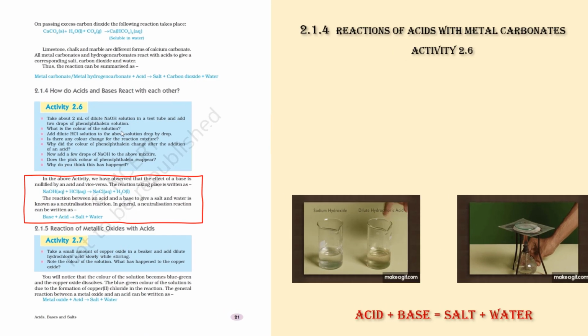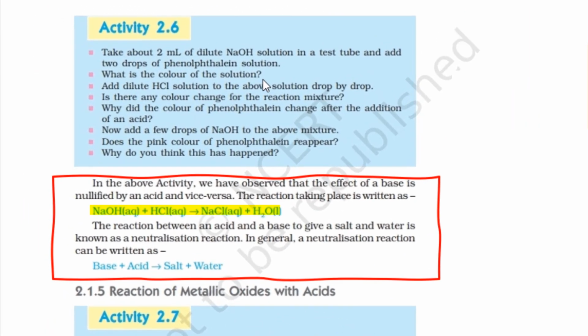Now look at these equations. Sodium hydroxide plus hydrochloric acid, both in aqueous solution state, forms sodium chloride, which is common salt, and water. This NaCl is aqueous because there is water which is also formed in this solution, and this sodium chloride remains in the form of a solution. Therefore, we can say acid plus base forms salt and water.